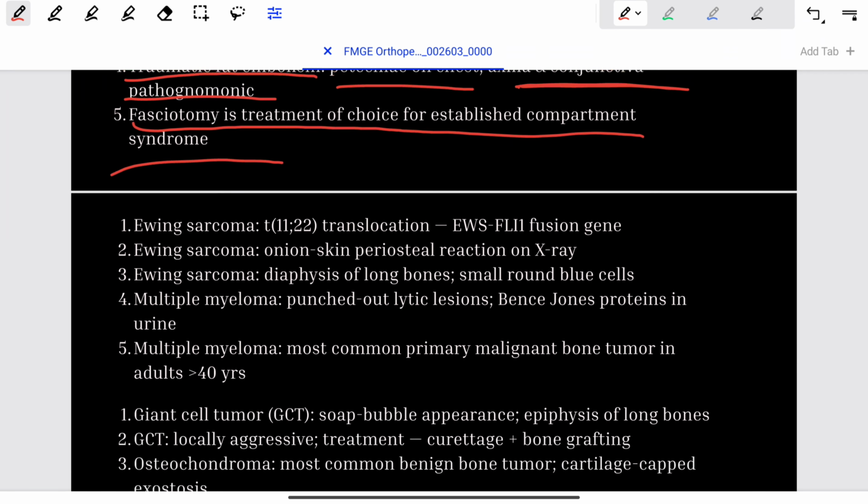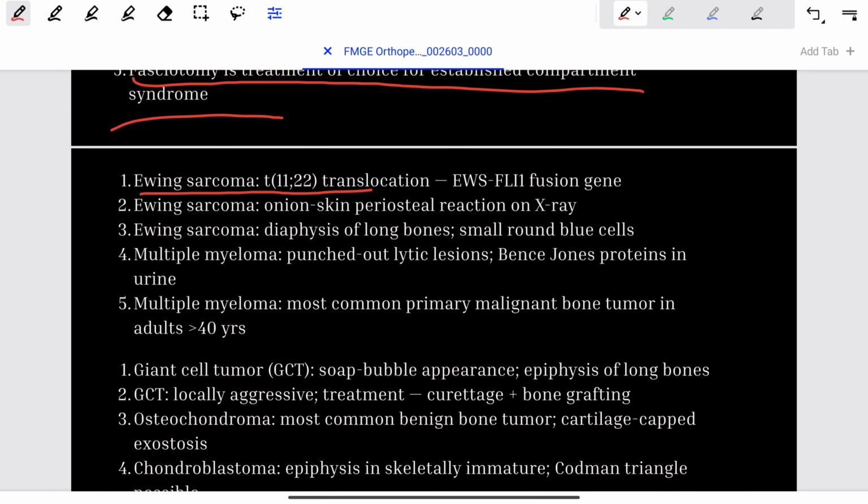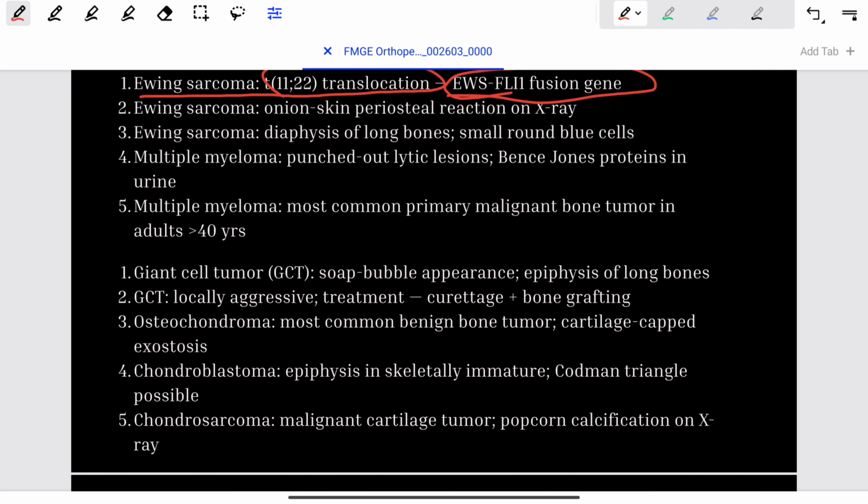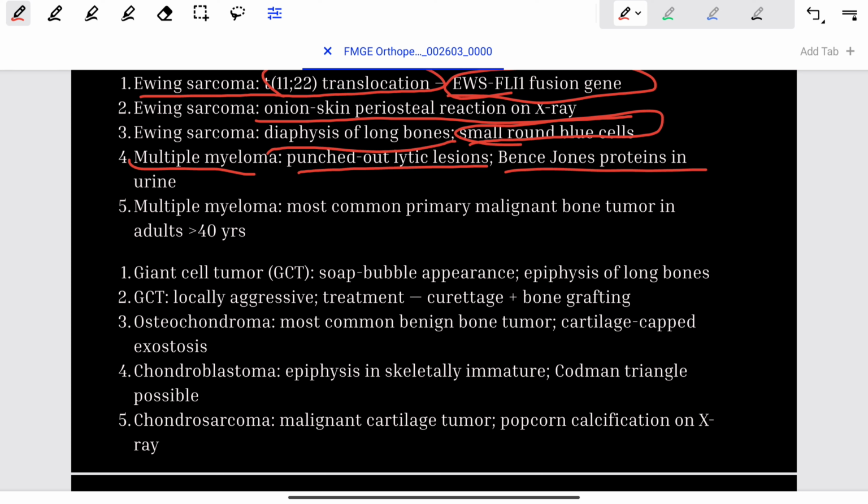In Ewing's sarcoma, characteristic translocation is t(11;22) producing the EWS-FLI1 fusion gene. In this, onion skin periosteal reaction is a classical X-ray finding. It commonly arises in the diaphysis of long bone and consists of small round blue cells. In multiple myeloma, presents with punched out lytic lesions and Bence Jones proteins in urine. It's the most common primary malignant bone tumor in adults above 40 years.